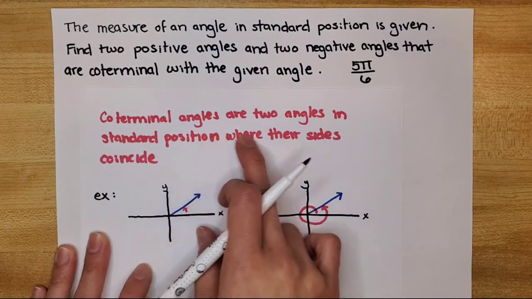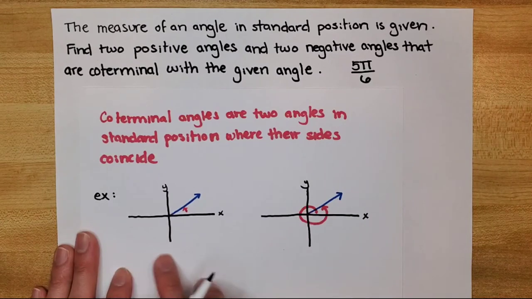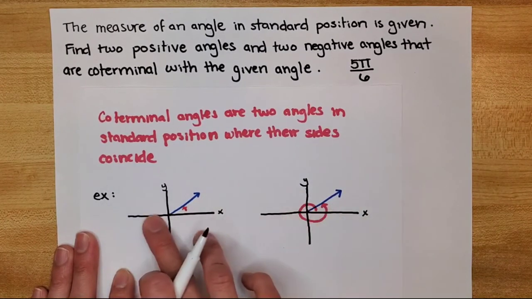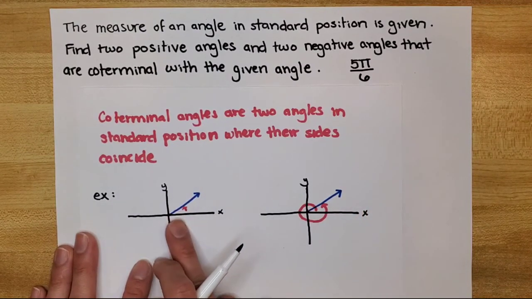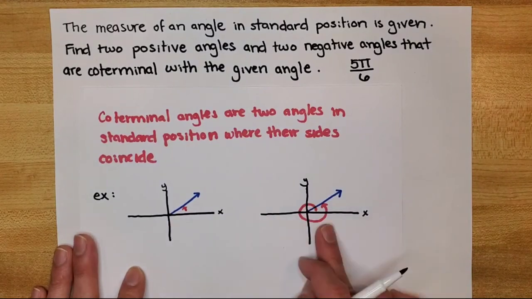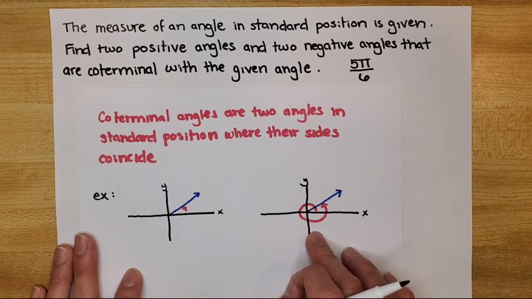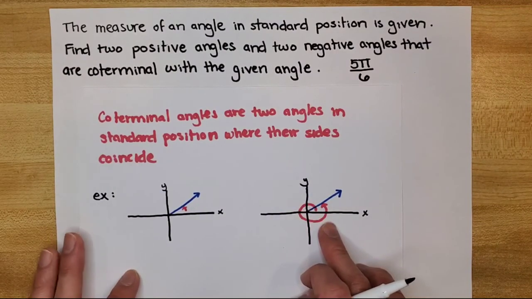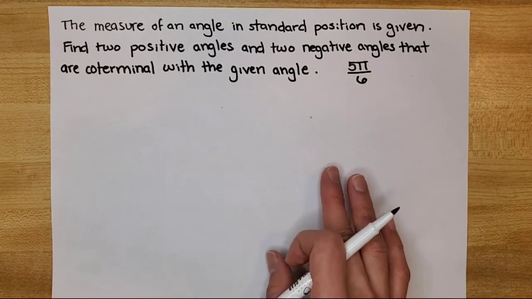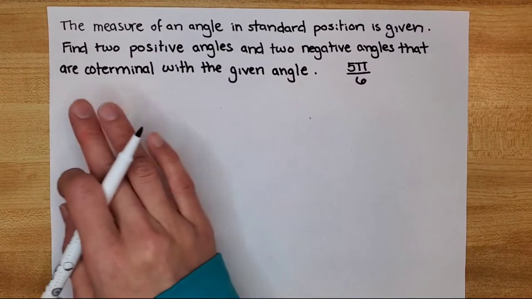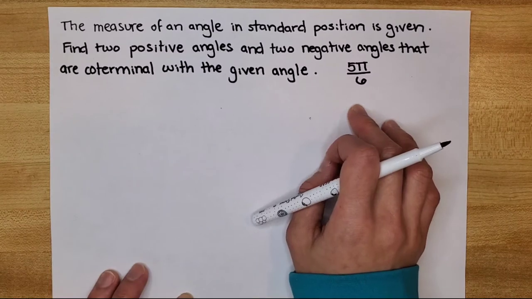So coterminal angles are two angles in standard position where their sides coincide. Now we can see that in the example given that the two sides are both in quadrant 1 in the exact same position. However, the angles do differ, and the main difference between these angles is just one revolution around the unit circle, meaning 360 degrees or 2 pi. So we can then take that concept and find the two positive angles and the two negative angles for this given angle, which is 5 pi over 6.